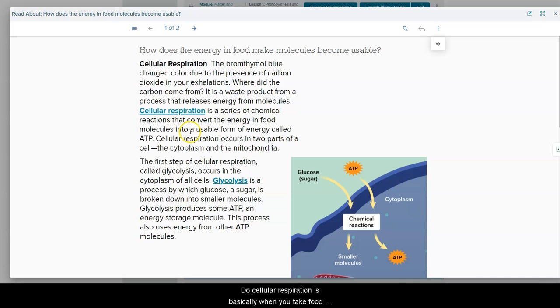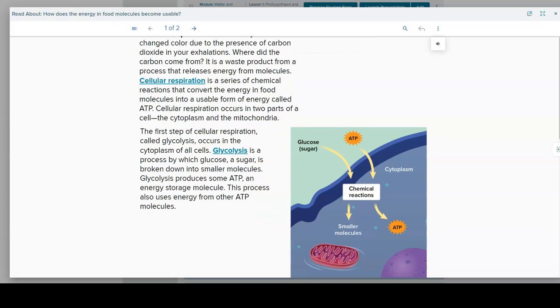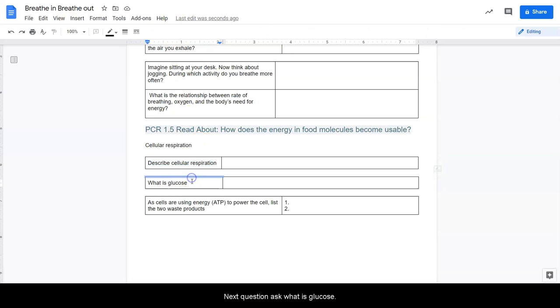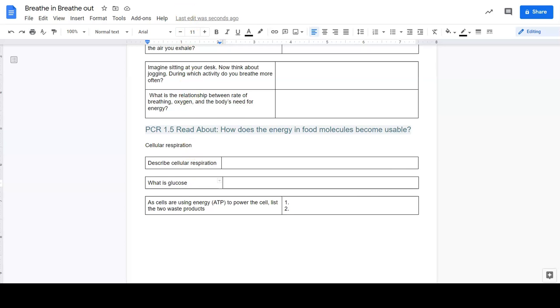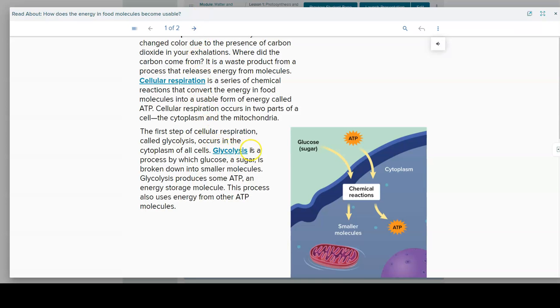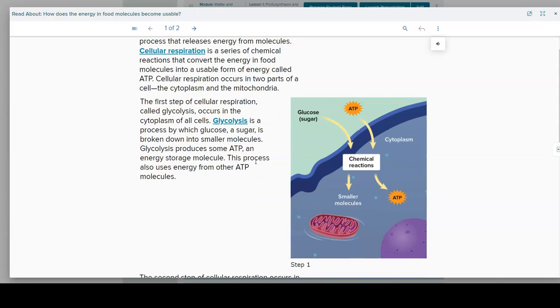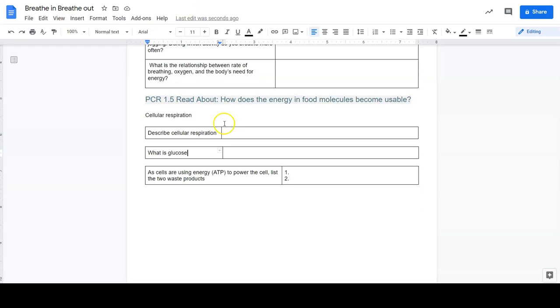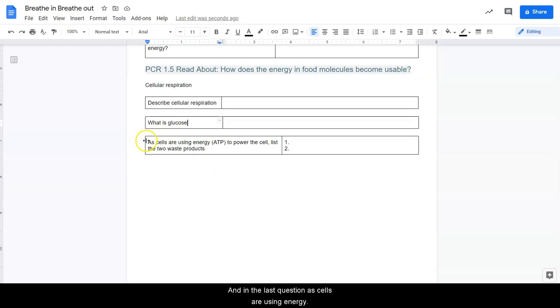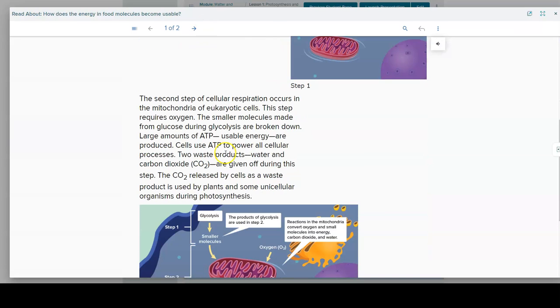So cellular respiration is basically when you take food and you turn it into energy using oxygen. Next question asks, what is glucose? And glucose is another name for sugar. And then the last question, as cells are using energy, ATP, to power the cell, what are two waste products?